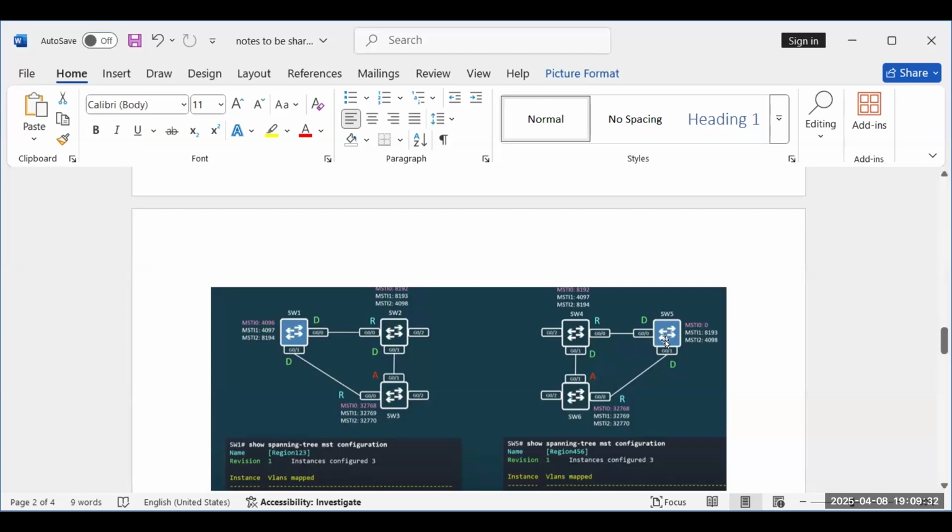And if power fluctuation keeps happening on the switch because the SMPS has gone faulty, the power keeps fluctuating and we are not aware of that. All of a sudden, one day it will go permanently down. So due to hardware failure, the switch goes down.